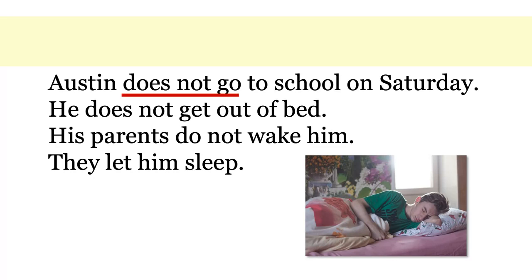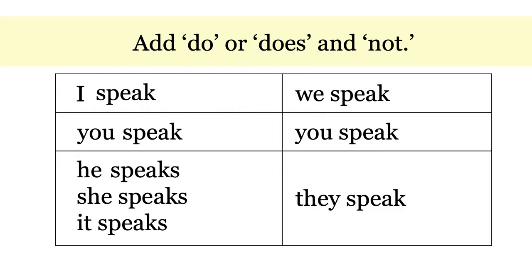Does not go, does not get, and do not wake. These are the negative forms for the simple present. Add do or does and not to form the negative. You already know the verb do, but do and does here don't mean the same thing. We just use them to form the negative. For all verbs except be, we add do or does and not to make the negative form. And we don't put them at the end. We put them between the subject and the verb.